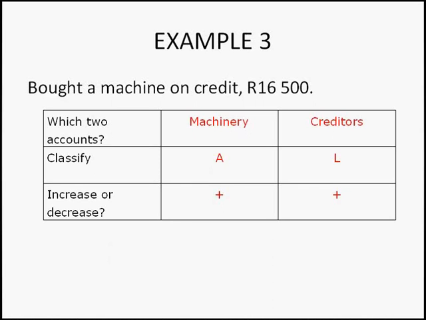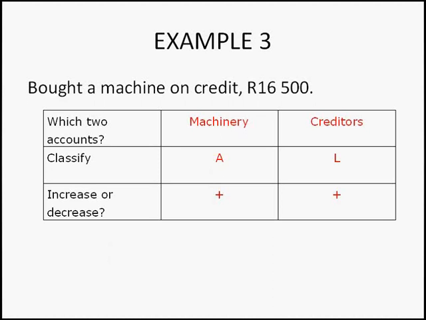Let's classify them quickly. Our machinery is something we own. We bought the machine, even though we bought it on credit, it now belongs to us. So we own it, and therefore it is an asset. Again, it's not necessary at this stage to classify it further. We will do that at a later stage when we need it. So machinery is an asset. Creditors, on the other hand, is money we owe. We've now bought it on credit, so we need to pay these people at some stage. So they are seen as a liability because we owe the money.